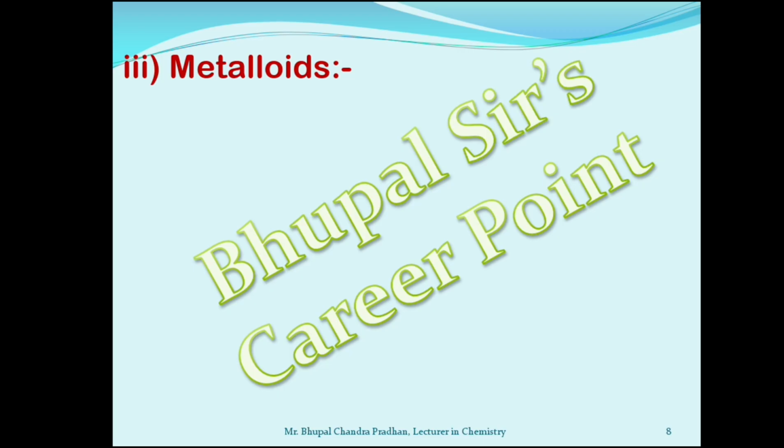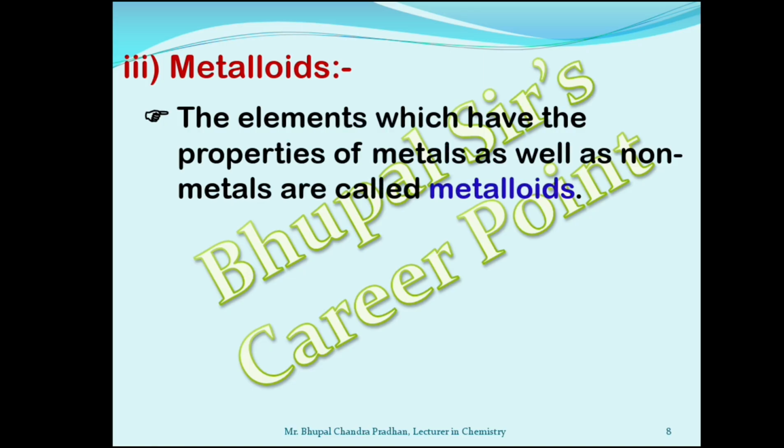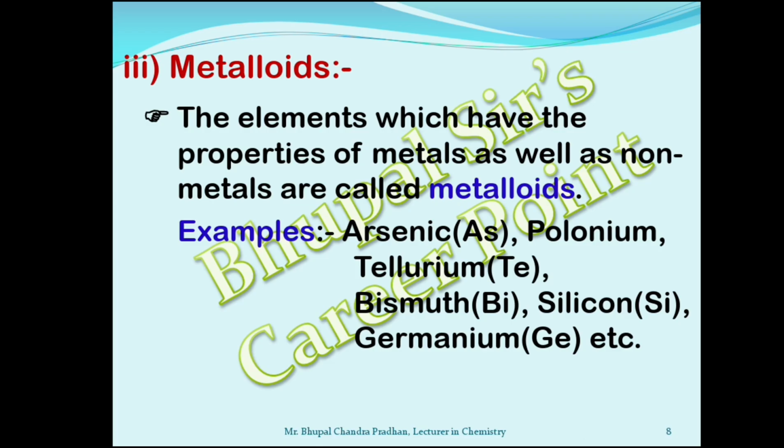Now let us come to the metalloids. What do you mean by metalloids? The elements which have the properties of metals as well as non-metals are called metalloids. Examples: arsenic, polonium, tellurium, bismuth, silicon, germanium, etc. These have properties in between the metals and non-metals. Thus, the elements are classified into three different heads: metals, non-metals, and metalloids.